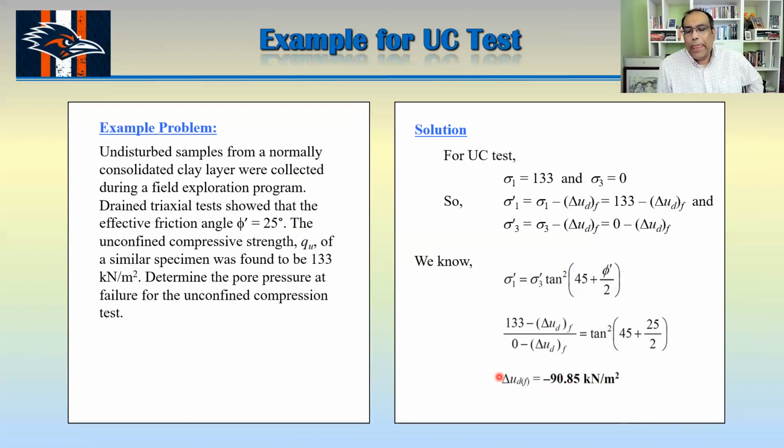Now you can follow the other equation, where sin phi prime is equal to sigma 1 prime minus sigma 3 prime divided by sigma 1 prime plus sigma 3 prime, and you will get the same value here.